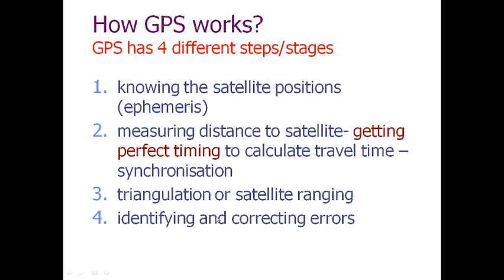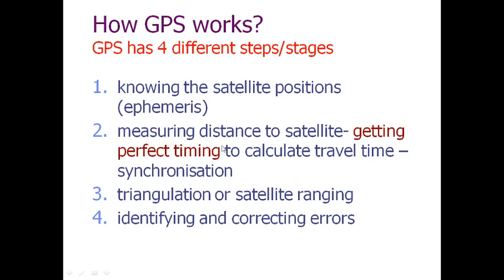So the GPS works in different steps or stages. First of all, the receiver in your hand has to know the satellite positions. That is called ephemeris. As we have already discussed, this ephemeris is available with all the satellites, and when your receiver is switched on, the receiver downloads this ephemeris from the satellite. Second one is the measuring of distance to satellites.